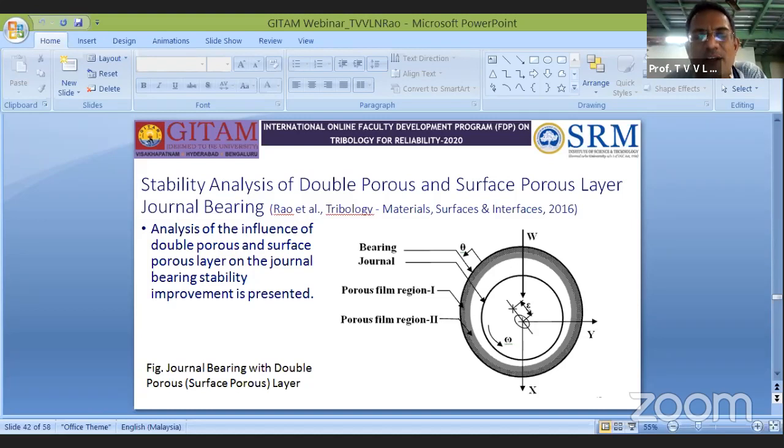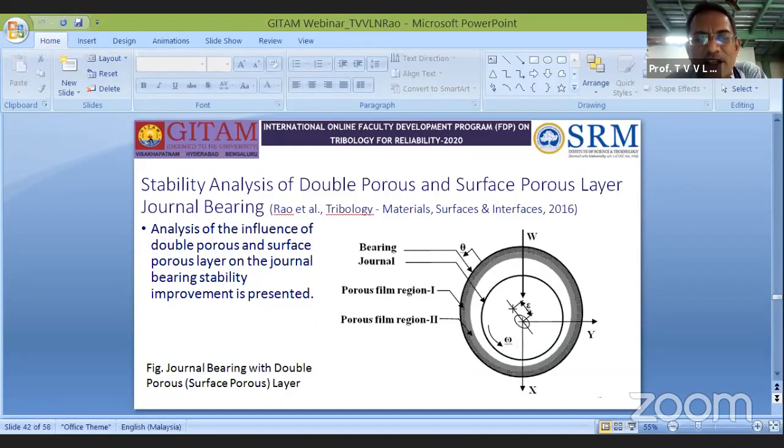Rao in the area of general bearings and rotordynamics, through his textbook, has published the infinitesimal perturbation technique. I already mentioned that we have used the same technique here as well. The only difference is that the dynamic Reynolds equation is going to have different terms reflecting the kind of parameters that we are analyzing here.